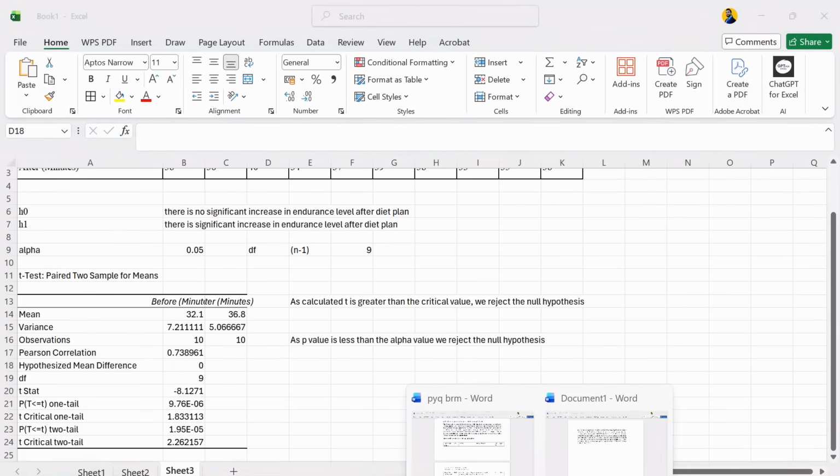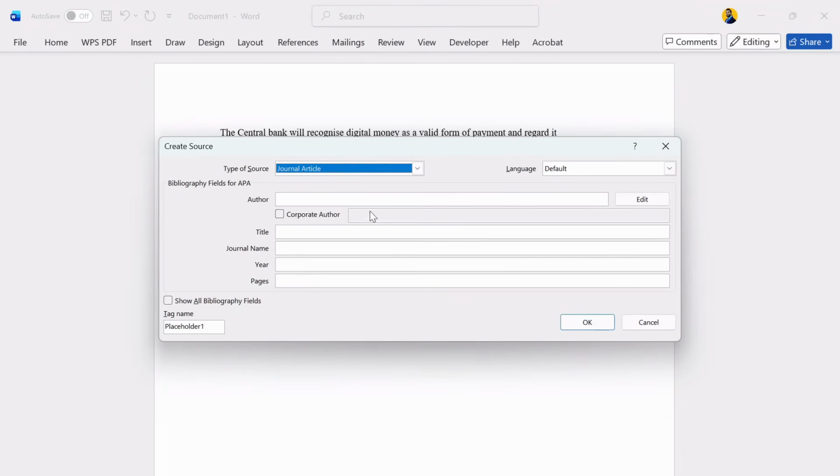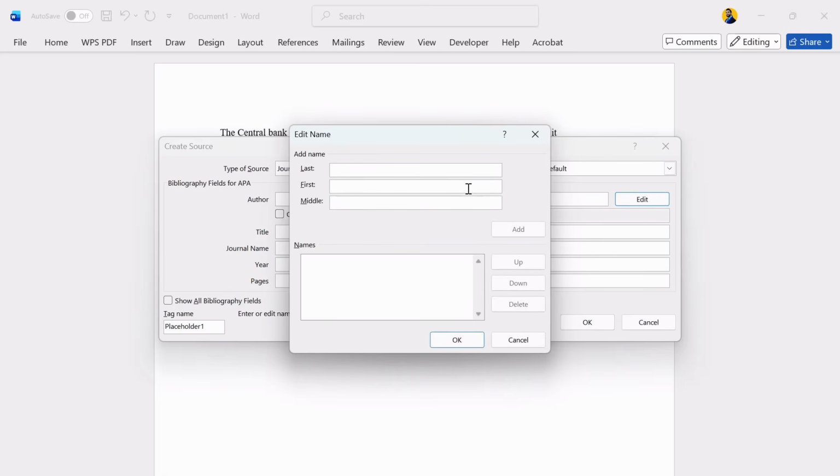Like this one, so we will mention here. As we know that there are two names, so I will go to the edit section. I will mention the first name as her name is Meena and last name is Kumari. So I will add Meena Kumari.